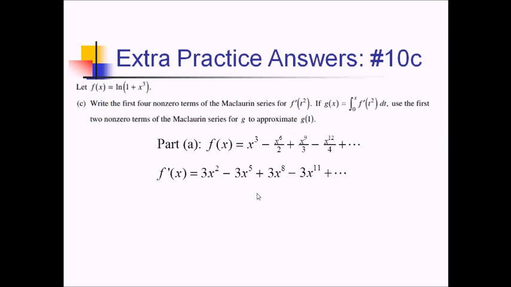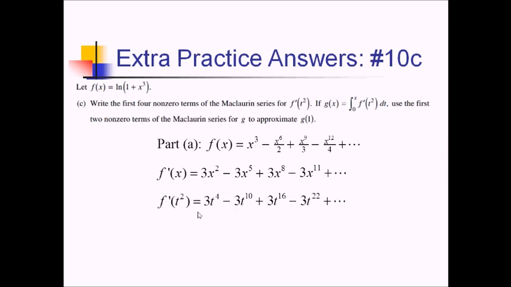Next, to get f prime of t squared, we need to plug in t squared wherever I see an x. So this is going to be 3 times t squared squared, which is 3 times t to the 4th, minus 3 times t to the 10th, plus 3 times t to the 16th, minus 3 times t to the 22nd, and so on and so forth.